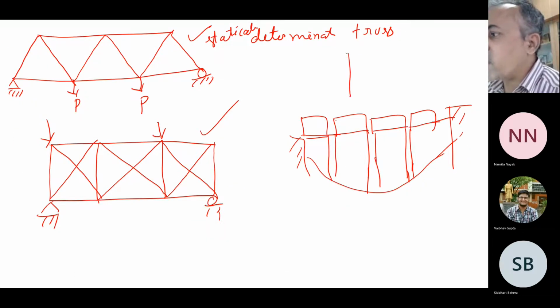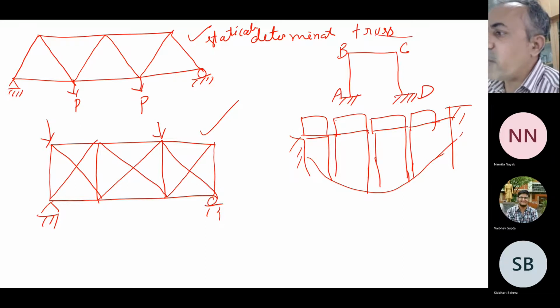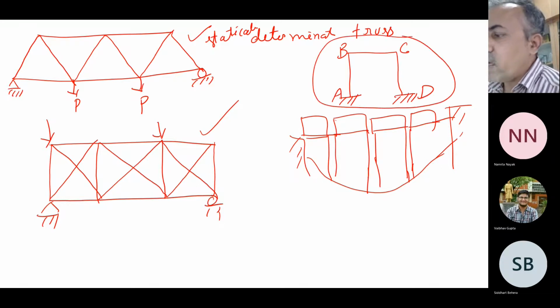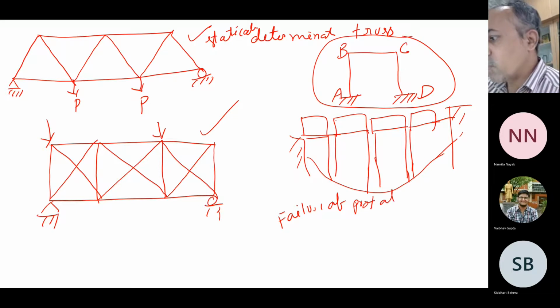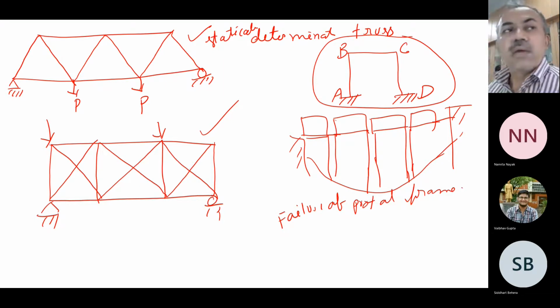Like for example, this is a portal frame. Now we have two columns and a beam. What do you mean by failure here? Now I want to talk about failure of this portal frame. This I am interested in calculating. So how do you calculate here? How many components are there? In this portal frame, what are the components?